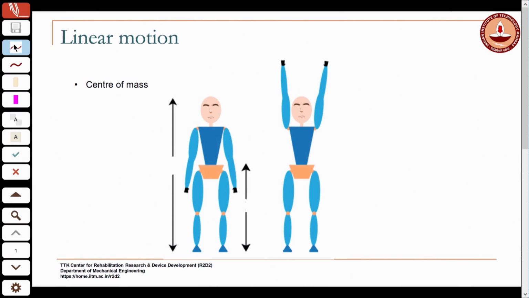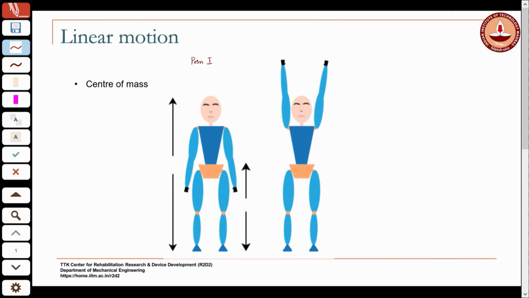So, today we will look at an example where we have a person who is initially standing and then the person lifts their arms, and we will look at the change in the center of mass that happens because of that. Okay. So, let us look at position 1 where the person is standing, and position 2 where the arms are lifted.